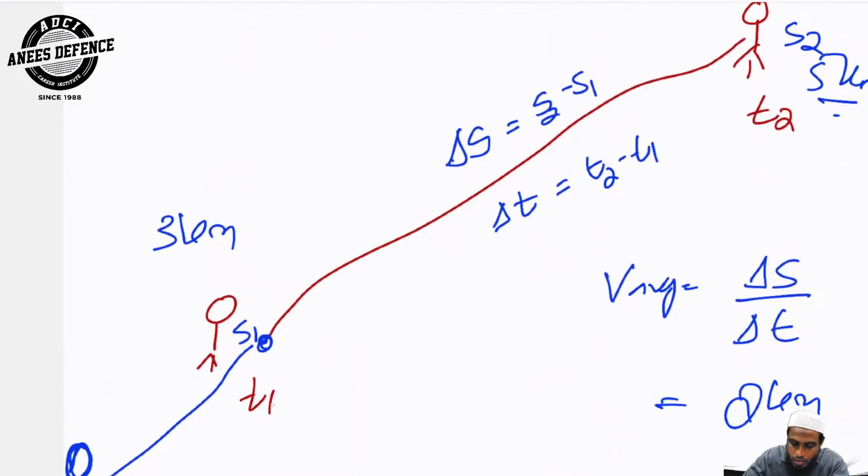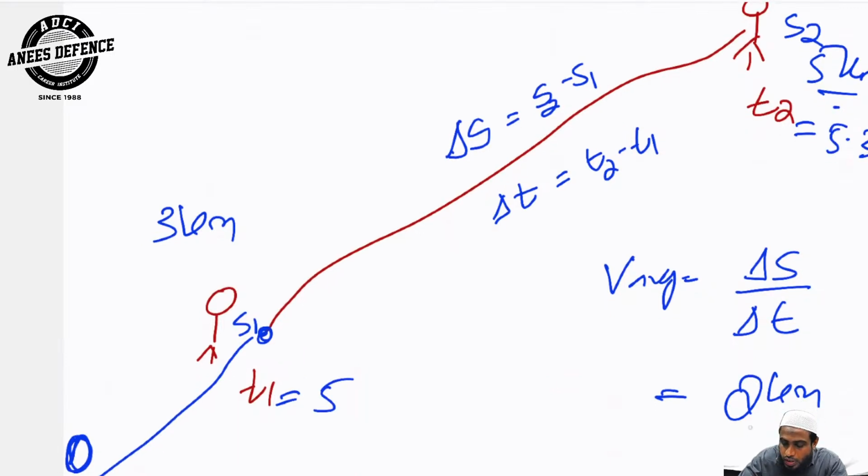This time may be 5 o'clock, and this time may be 5:30. So what is the change in time? 30 minutes. 30 minutes is a very, very big quantity compared to 0.0001. So that is the total change.